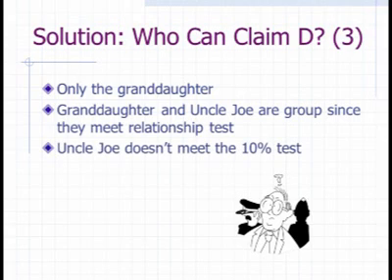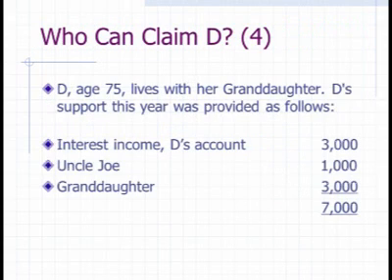But he can count to be the group, right? As long as he is a relative, his $500 counts for the granddaughter. But he can't be in the picture because he doesn't provide more than 10%. So now we finally got into the position where either Uncle Joe or granddaughter could claim the exemption, because in total they're providing $4,000, which is more than 50%, and $1,000 is more than 10%, which would have been $700.